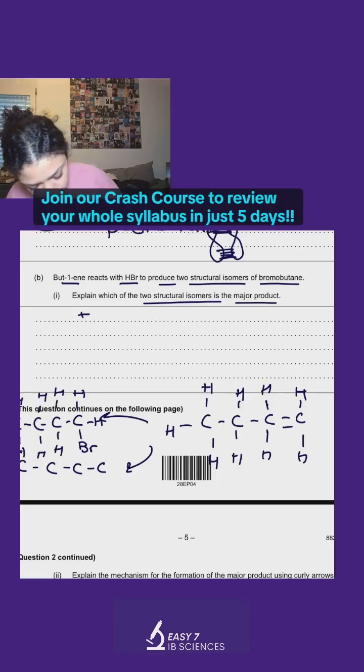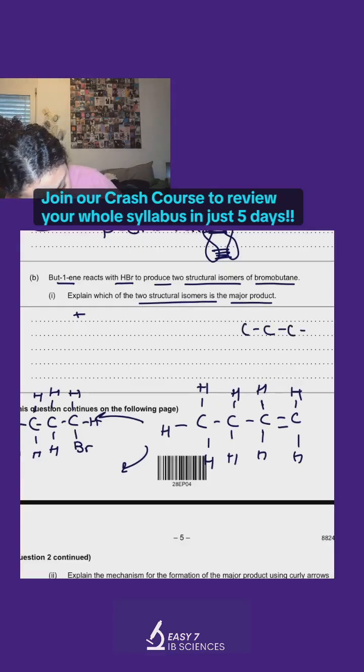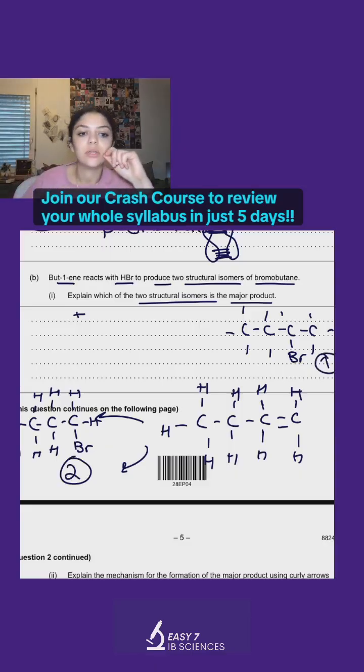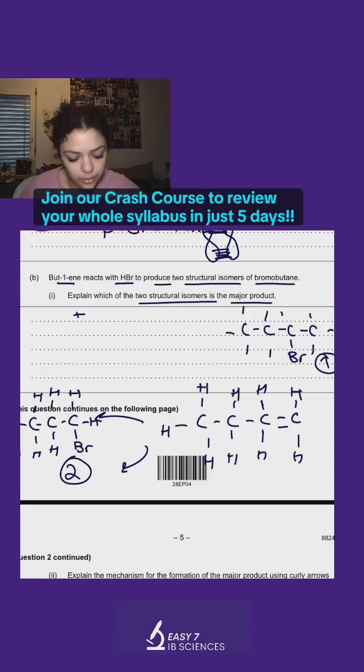Okay, or this is messy, here. Now I'm going to label this option 1, and I'm going to label this option 2. Now vote in the comments which one's more stable, 1 or 2.